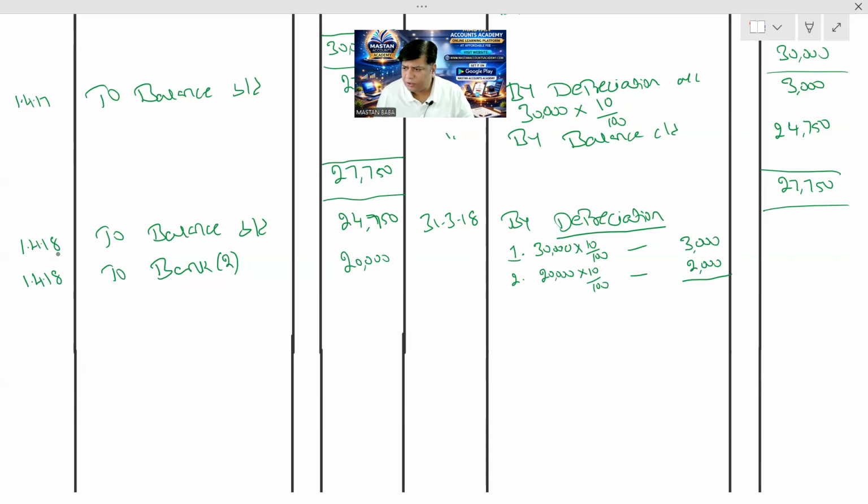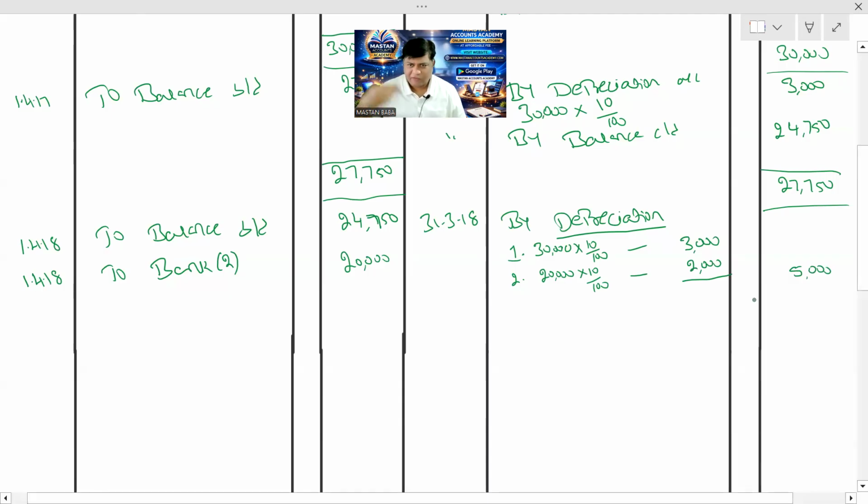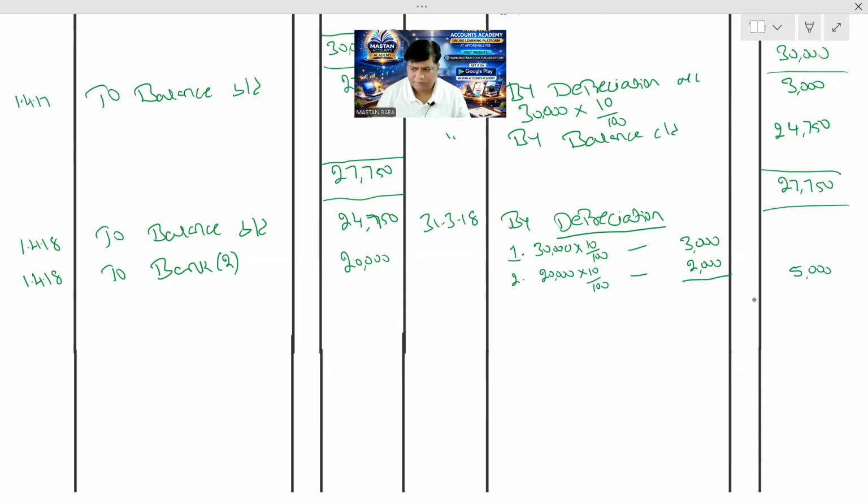Here, 3 plus 2, how much will we get? 5,000. Here you can say it even more simply: 30 plus 20 is 50,000, 10 by 100, 5,000. Okay? But by doing it this way, when the sale of asset comes in the next model, if you follow this method, it will be easy for you. That's it, nothing else. And students, this is the 5,000 depreciation charge for 31/3/18. Do remember, out of 5,000, 3,000 is related to the first machinery and 2,000 is related to the second machinery. Okay, do remember that point.